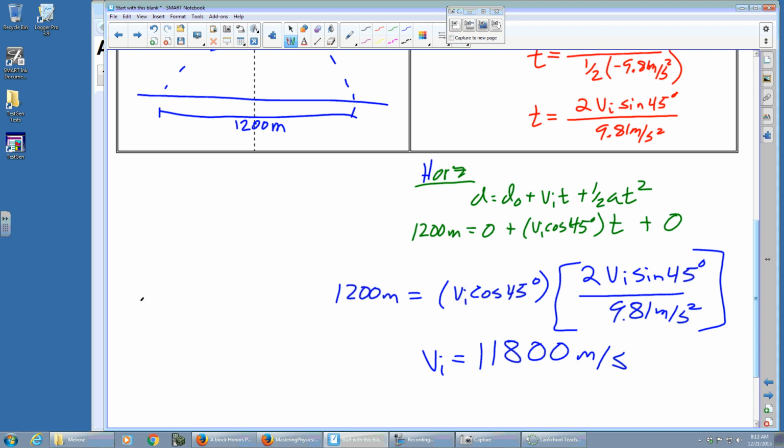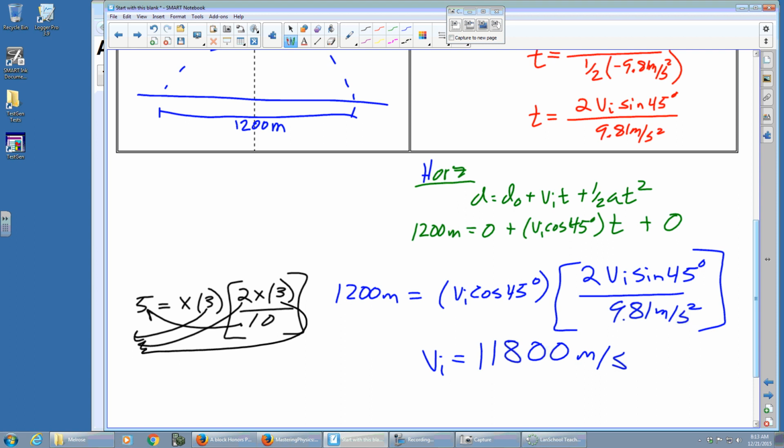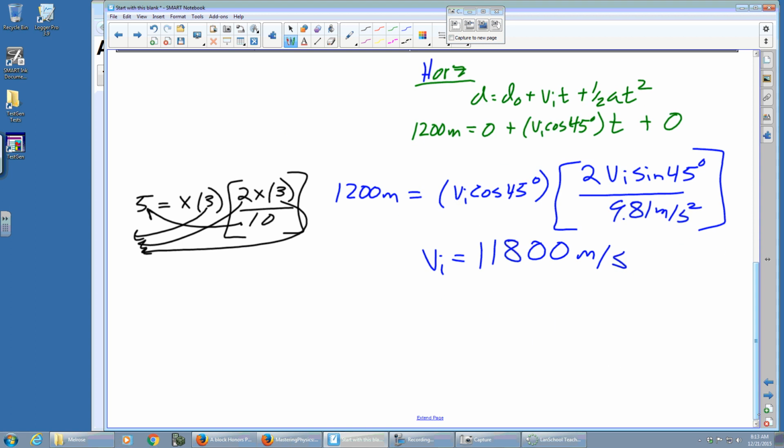So I have that 5 equals x times 3 times 2x times 3 over 10. Okay? So to get the 10 on the other side, since it's on the bottom, I've got to bring it up. To get the 3 on the other side, I've got to bring it down. The 2 on the other side, I've got to bring it down. And the 3, I've got to bring it down. So I end up, because remember, to get across an equal sign, I have to do the opposite function.